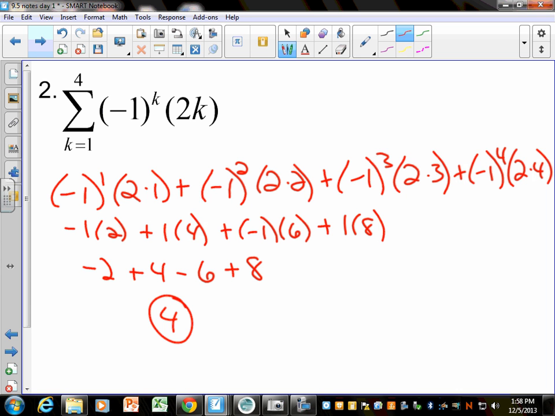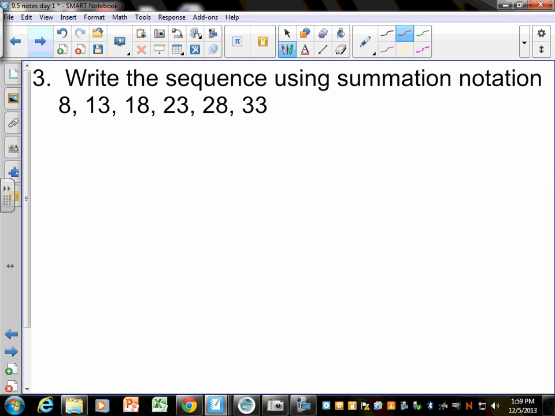Well, what else could I do? Instead of having you add it up, what if I gave you the sequence and asked you to write it in sigma notation? Which is kind of fun to say. Write the sequence using summation notation. It's like a Dr. Seuss.